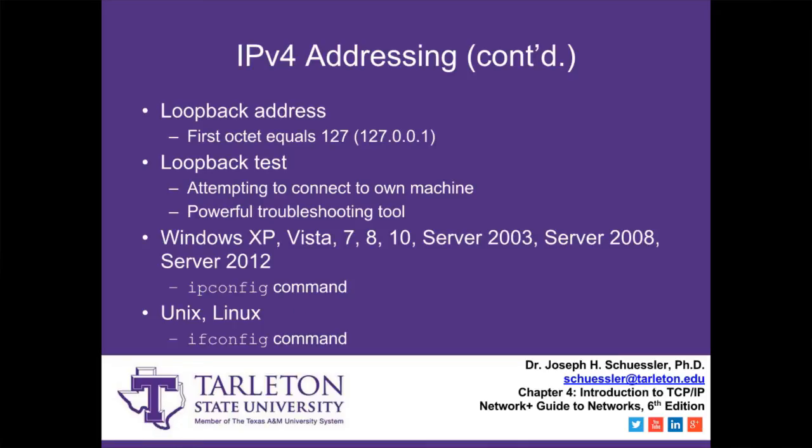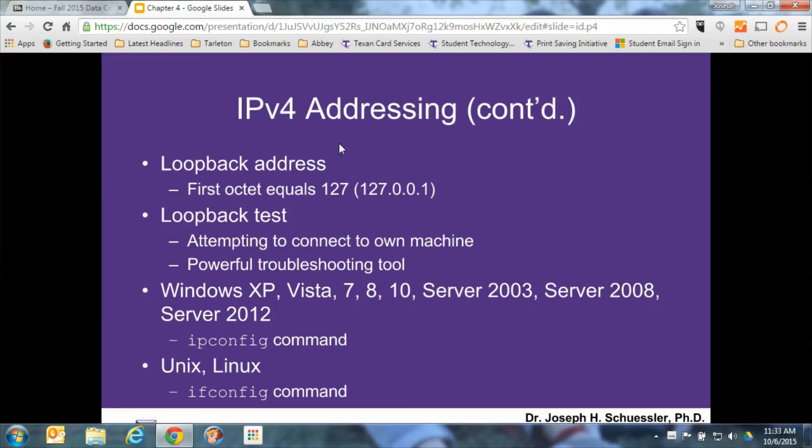Now, if you recall from a few moments ago, we talked about that one address that was missing, 127. That's referred to as a loopback address. When the first octet equals 127, this is a loopback address that allows you to do some troubleshooting.